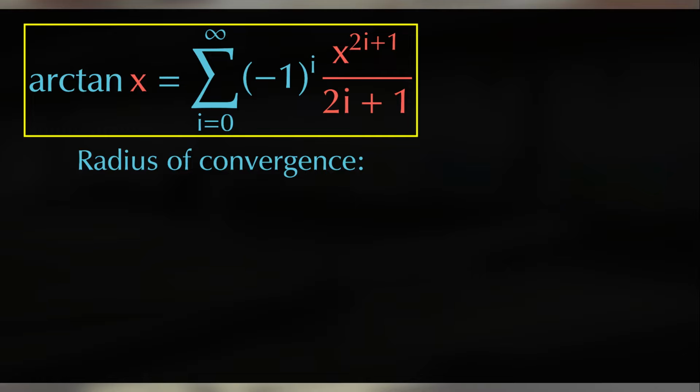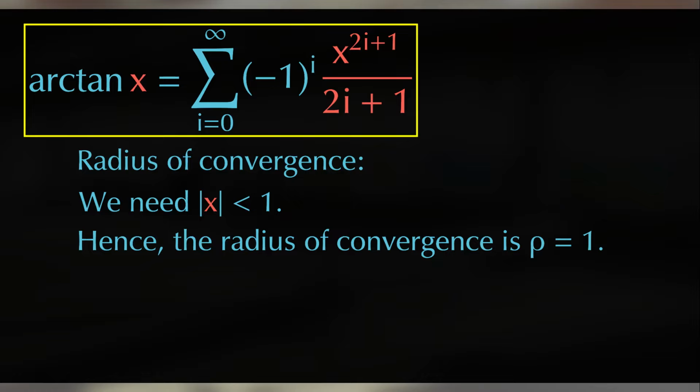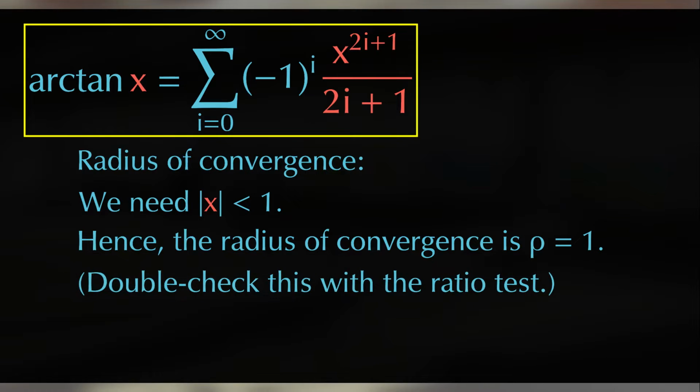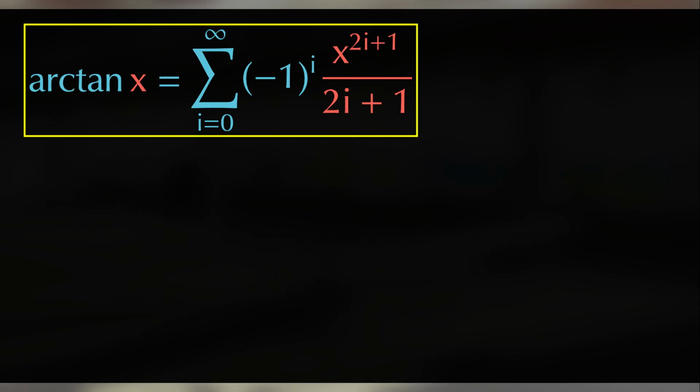Now, what's the radius of convergence for the series centered around 0? Well, remember we needed for the absolute value of x to be less than 1. Hence, the radius of convergence is 1. You can double check this with the ratio test, which will give you the same answer. Because remember, the intuition for the ratio test comes from the geometric series.